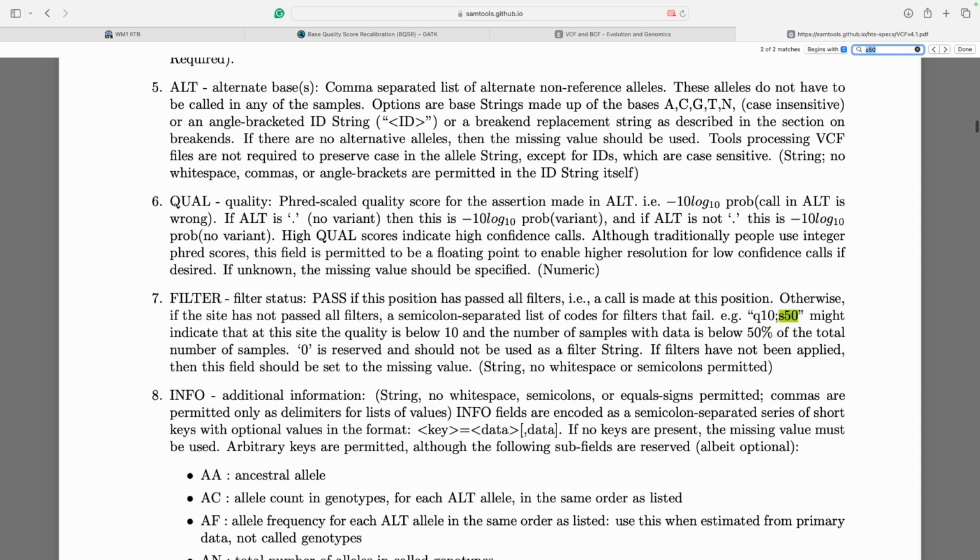Actually, sample means the number of reads, ma'am? Yes, number of reads. We can say number of reads. So here one example is given, Q10 semicolon S50. It might indicate that at this site the quality is below 10 and the number of samples with the data is below 50% of the total number of samples. So it gives the number of samples with certain data is below 50% of the total samples.